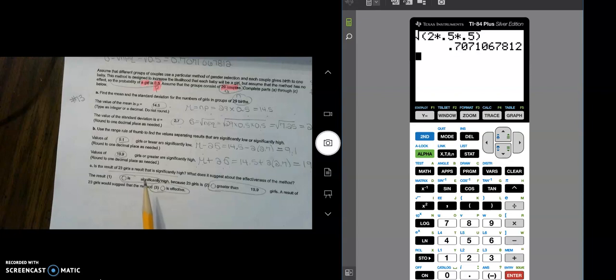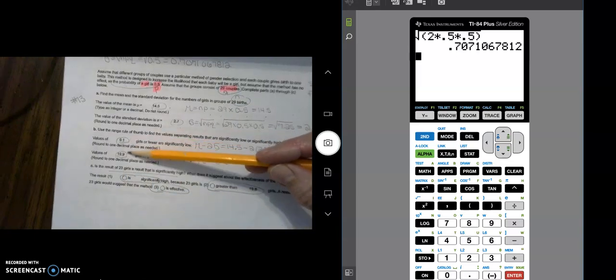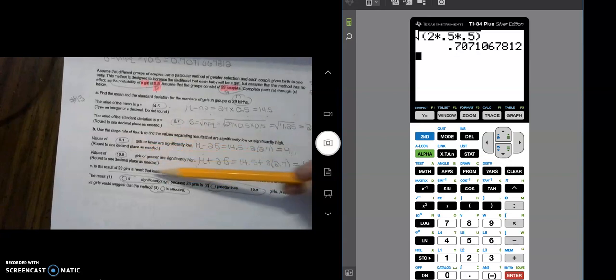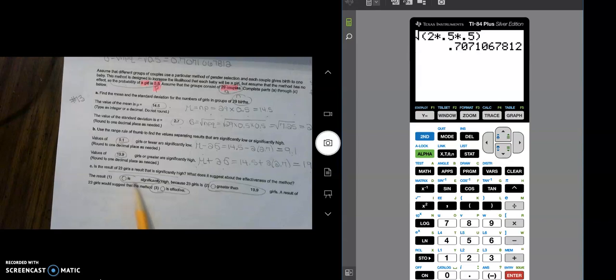Okay. So the question is, is a result of 23 girls significantly high? Will we expect our values, the number of girls, to be between these two? So 23 is really high because it's beyond this range right here. So I'd say yes, it is significantly high because 23 girls is greater than 19.9. Again, between these two numbers, we expect the majority of the data. Anything above 19.9 or below 9.1 is significant. So this one is significant.